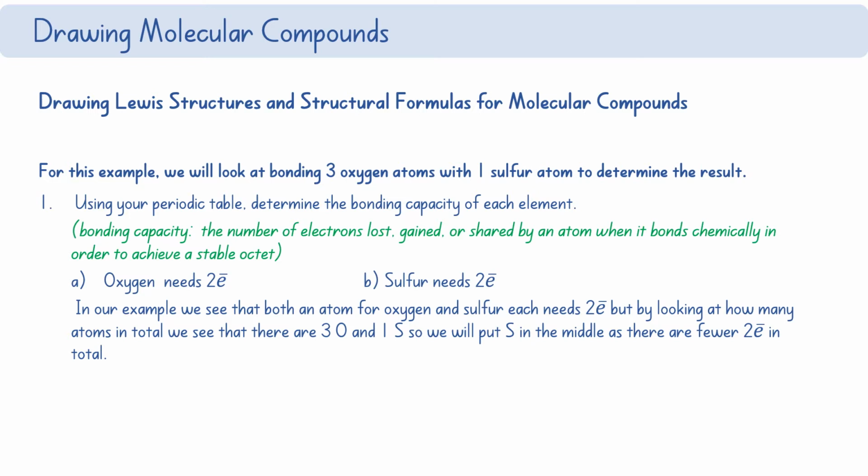In our example, we will see that both an atom of oxygen and sulfur each need 2 electrons, but by looking at how many atoms in total, we see that there are 3 oxygen and 1 sulfur, so we will put S in the middle as there are fewer in total.